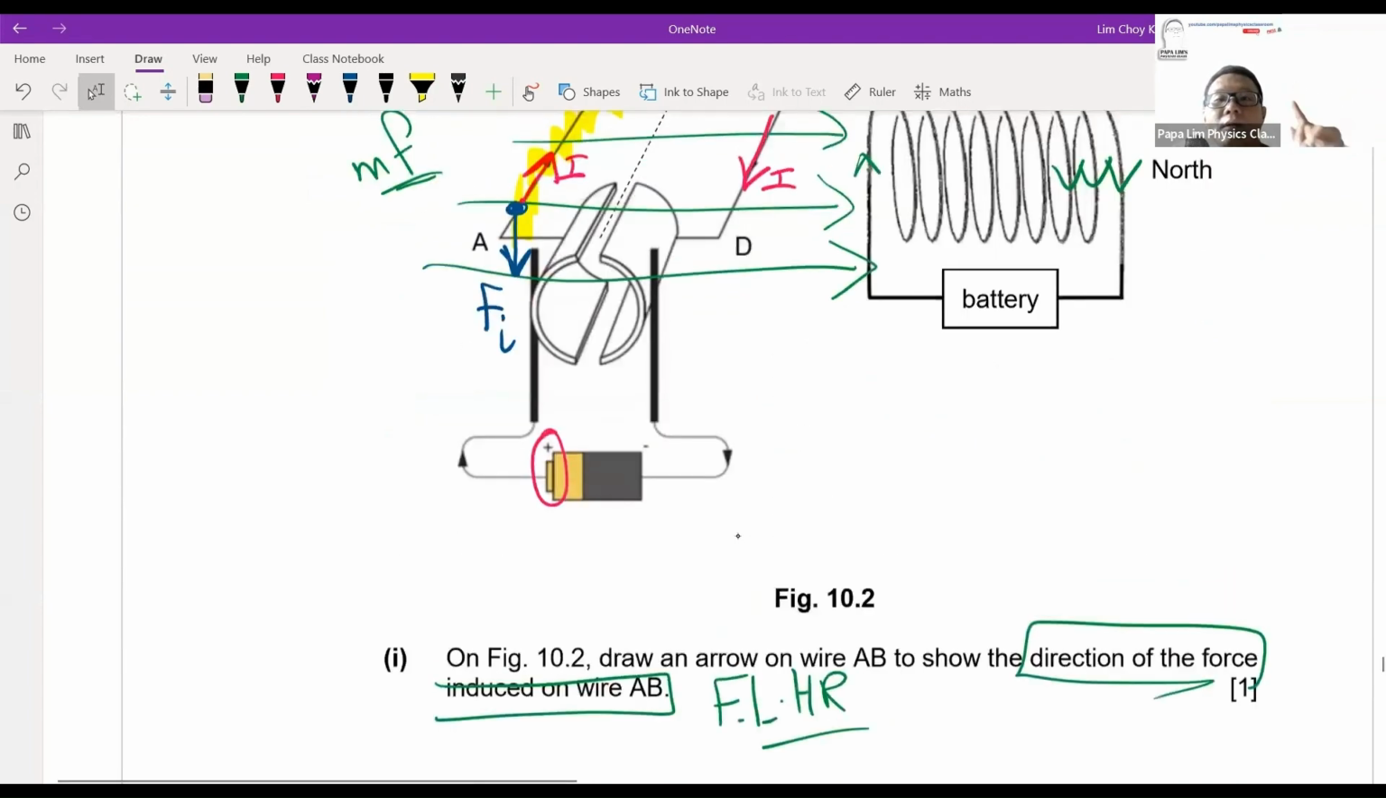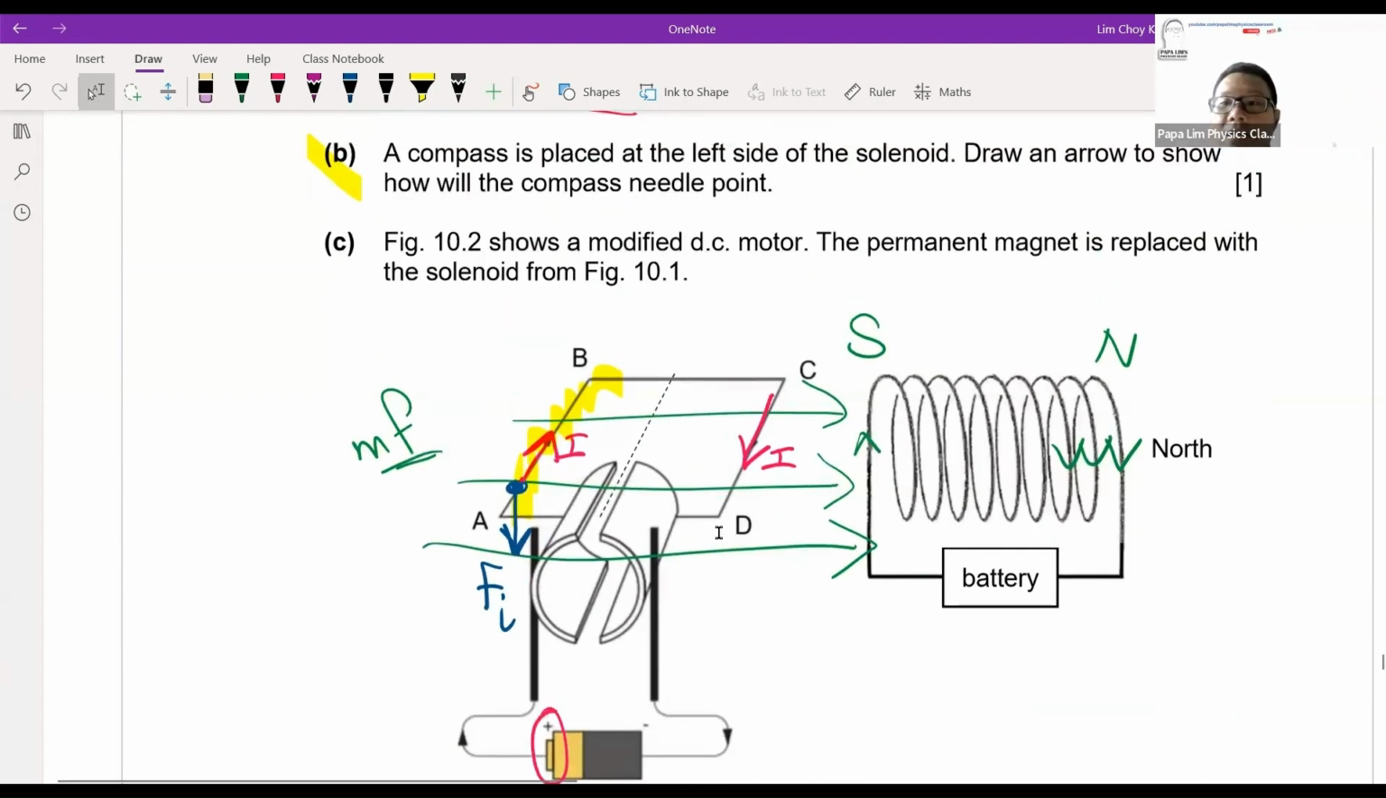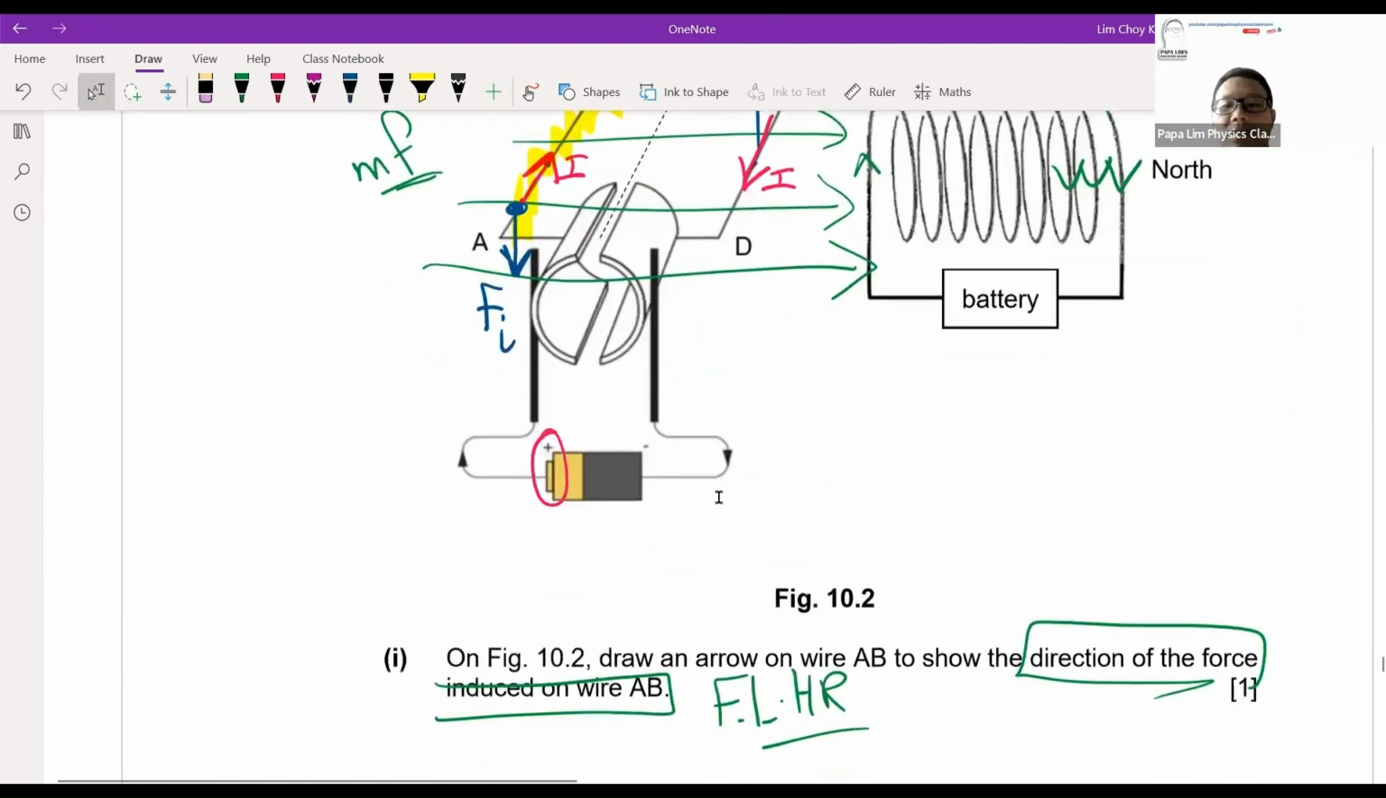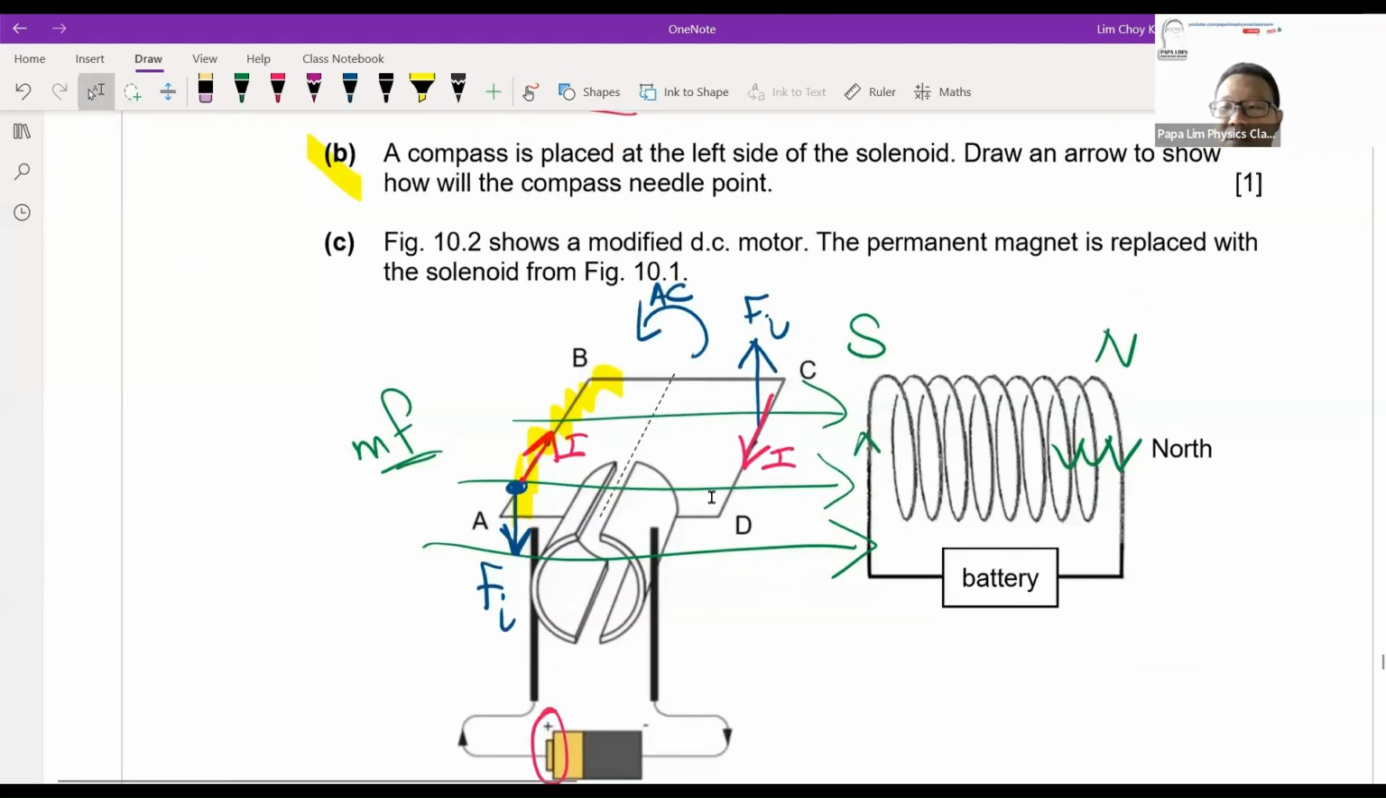Remember, the magnetic field line is pointing to the right side because you have a south pole on the right side, and magnetic field lines always flow from north to south. That is where your index finger should point, to the right side. Current is inwards at AB based on the battery. Let go of the thumb and you will find that the force on AB is pointing upwards, and automatically you will know that the force on wire CD will be pointing the opposite way. So the coil will rotate anti-clockwise.